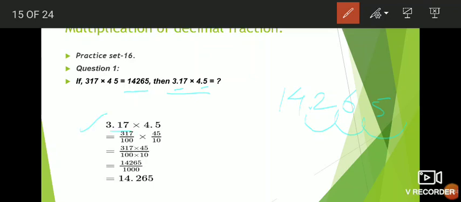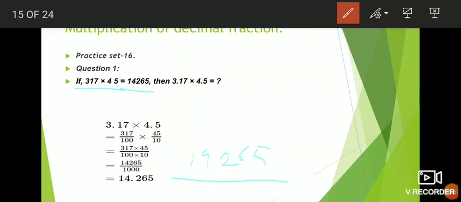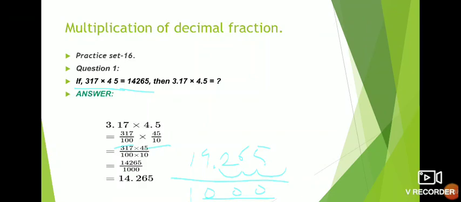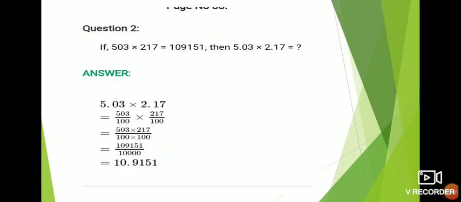After the point here 2 digits are there, so we first converted it into an improper fraction, that is 317 upon 100 into 45 upon 10. Okay, now here 317 into 45, the answer is already given for us, that is 14,265. And here 100 into 10 will come 1000. So total 3 digits are there, so count 3 digits from the right-hand side to the left-hand side, that is 14.265.